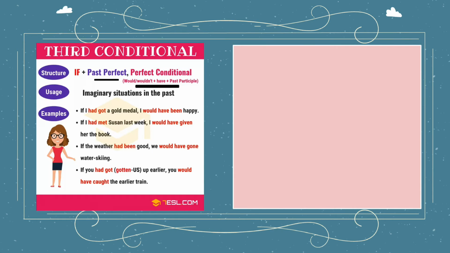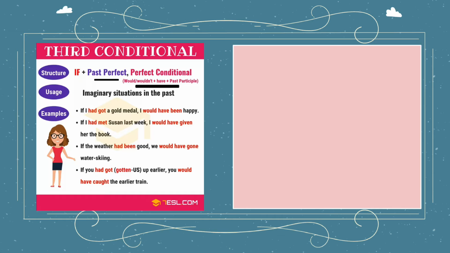Number 3. If the weather had been good, we would have gone water skiing. So, "had been" is past perfect. However, the perfect conditional is "would have gone". So the past participle in this sentence is "gone". Lastly, if you had got up earlier, you would have caught the earlier train.